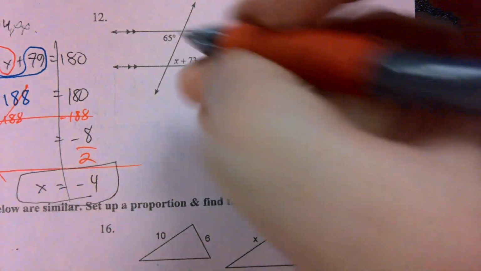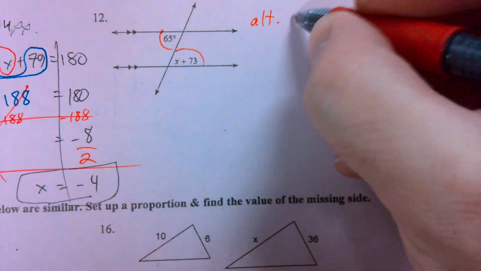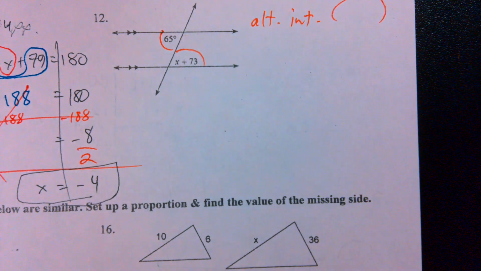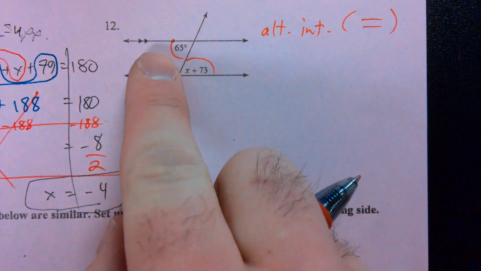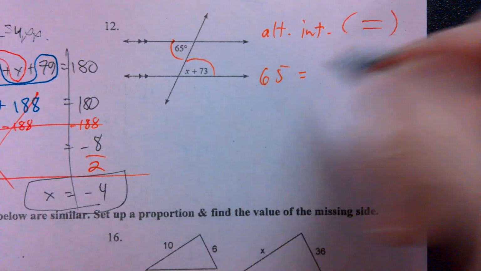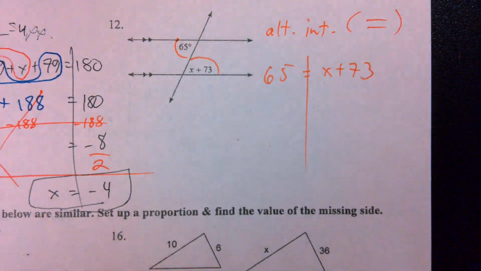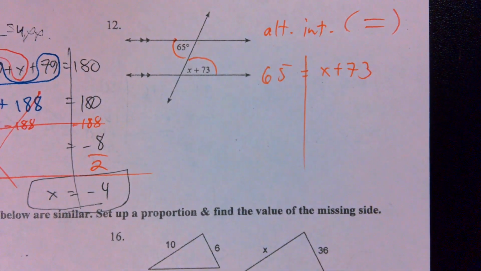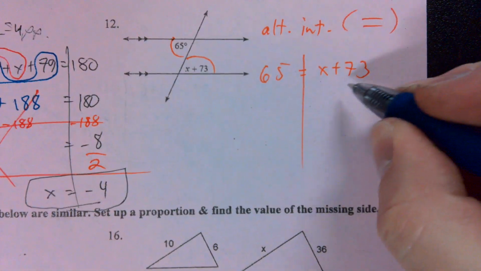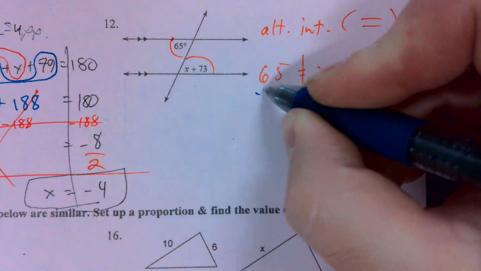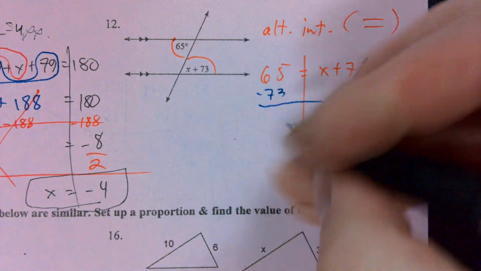What's my relationship here on number 12? Are these same side interior? Alternate interior. Good. Are those equal or supplementary? Equal. So one angle, 65, equals my other angle, x plus 73. What do I need to do to get x all by itself? We'll subtract 73 on both sides. Good. What's 65 minus 73? Negative 8.